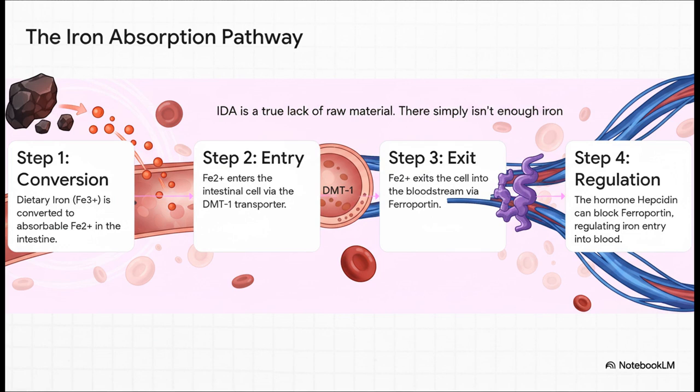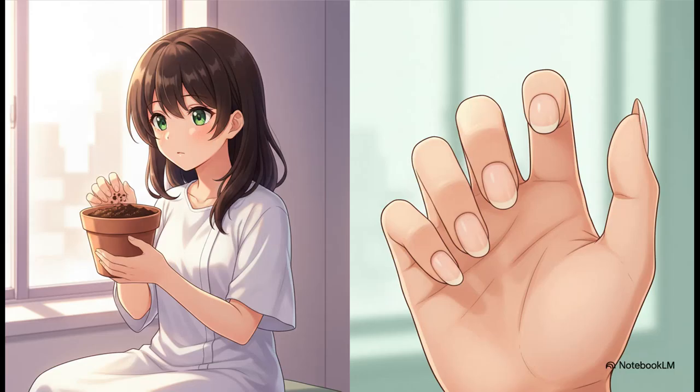Think of it like a factory. For IDA, the delivery trucks just aren't bringing enough steel. There simply isn't enough iron coming into the system to begin with. So, in a case question, if we see a patient who's eating soil, pica, or has those classic spoon nails, should our brain just immediately scream iron deficiency anemia? These are the classic clinical clues they love to put in the vignettes, right?